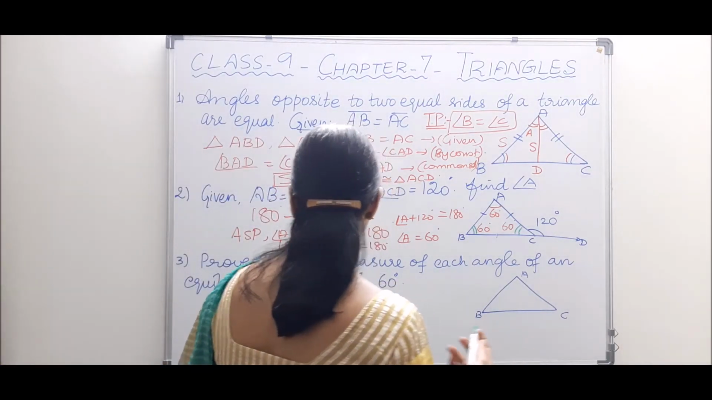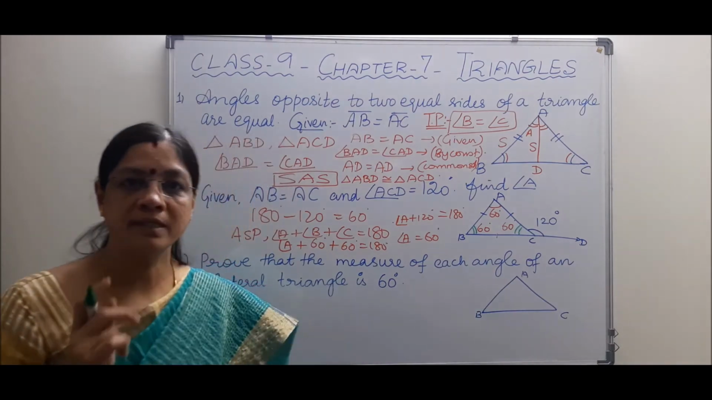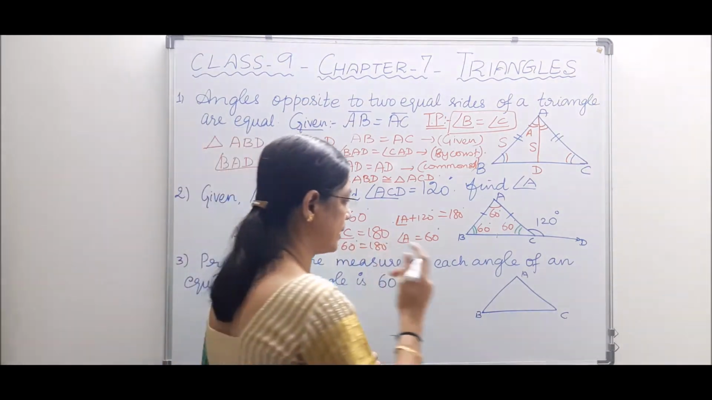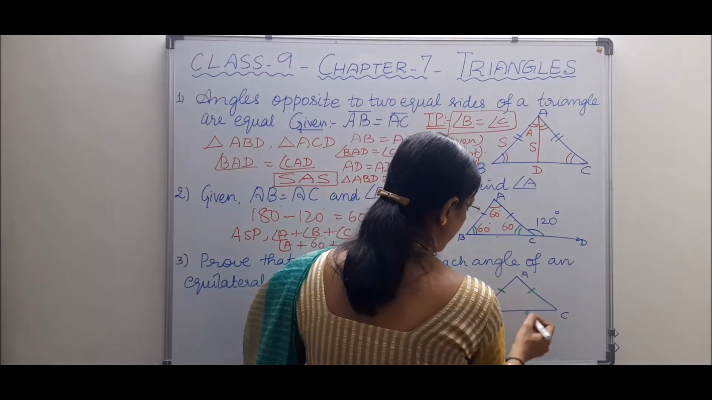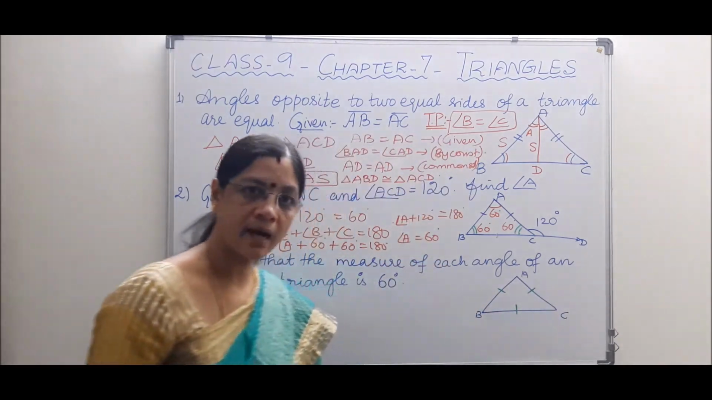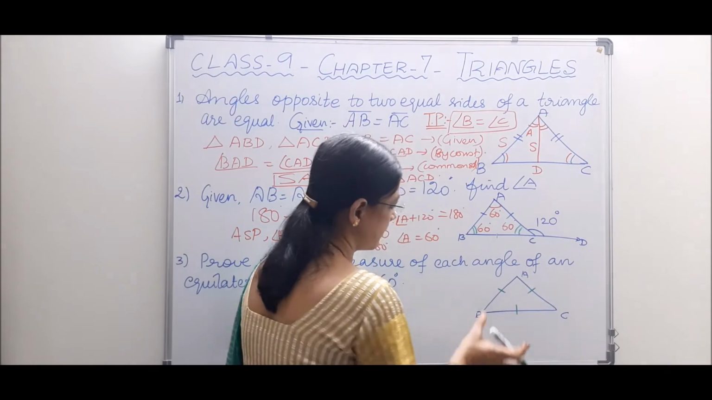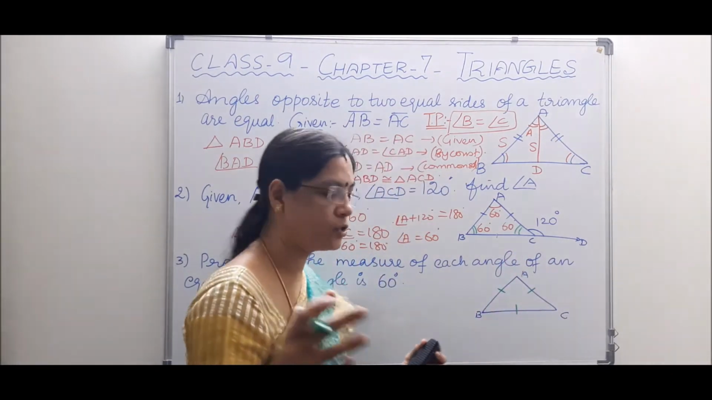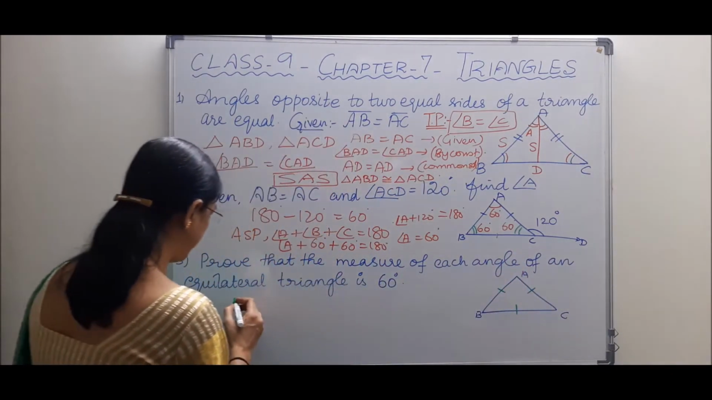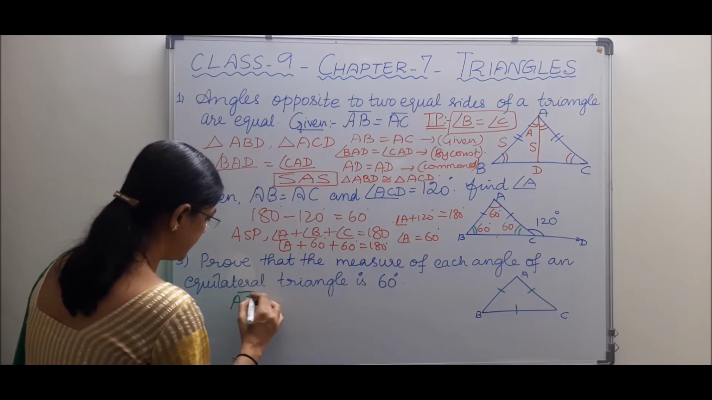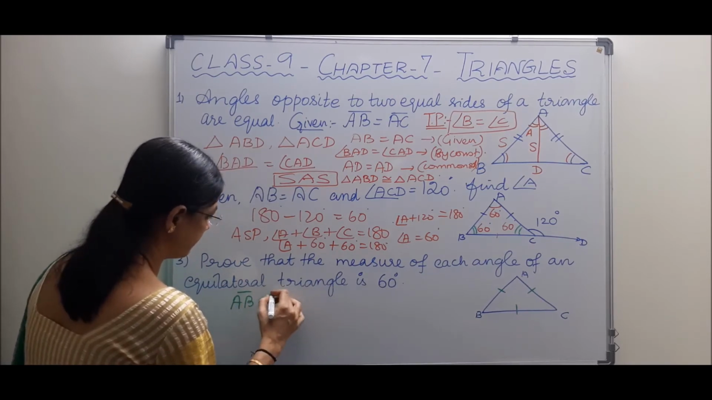What is an equilateral triangle? I told you before, when all the sides are equal, it is termed an equilateral triangle, isn't it? So AB, AC, BC, all the sides are equal. Now let us first take any two sides. Let us take AB is equal to BC.